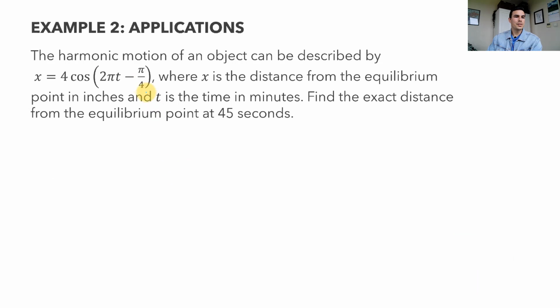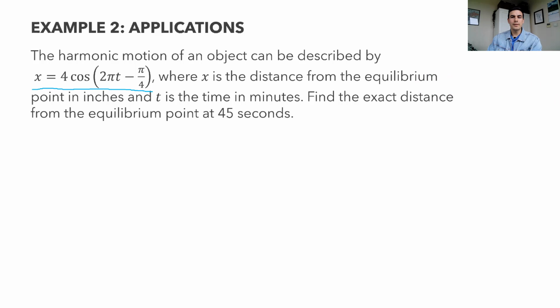Okay, looking at our applications here, we have harmonic motion of an object can be described by this trig function right here. y is equal to 4 cosine of 2 pi t minus pi over 4, where y is the distance from the equilibrium point in inches, and t is the time in minutes. Find the exact distance from the equilibrium point at 45 seconds.